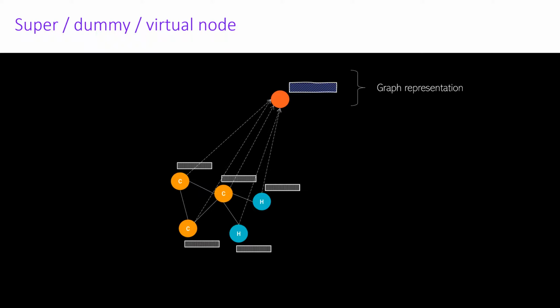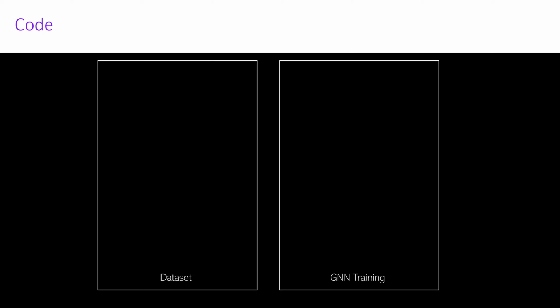Okay, so these were a couple of approaches how to obtain a graph representation with graph neural networks. Now let's have a look at the code changes. I decided to separate this section into two parts. First of all, I want to talk about the dataset and what changed there, and then about the GNN and the training. So let's start with the dataset changes.